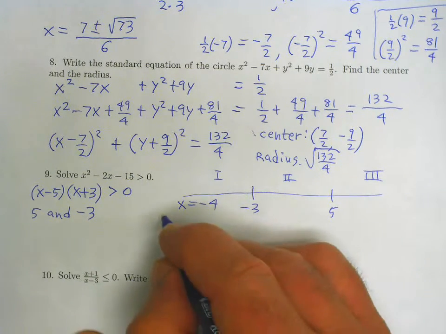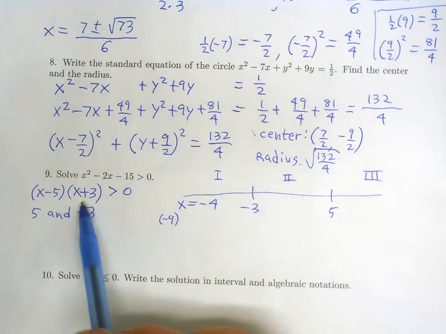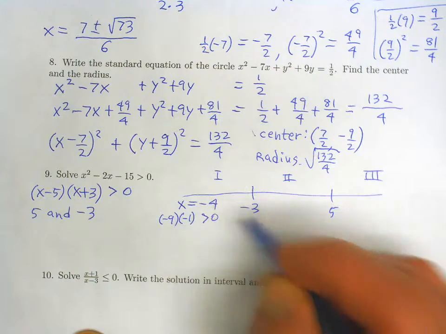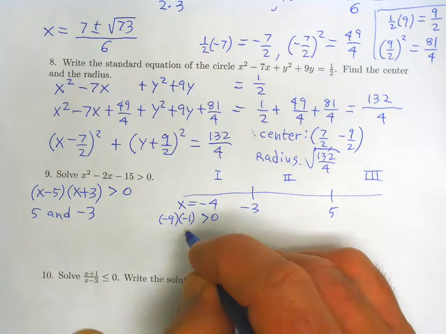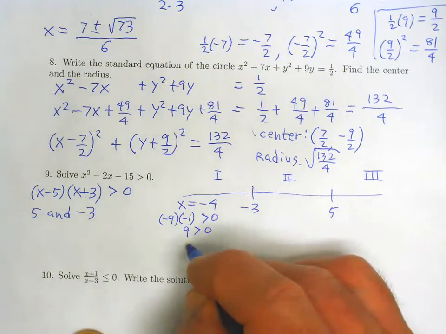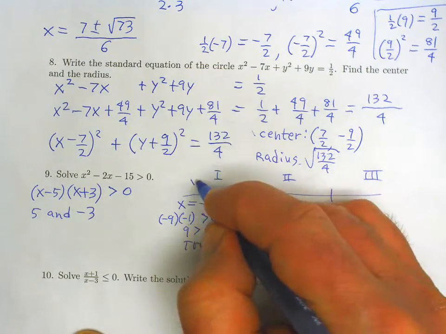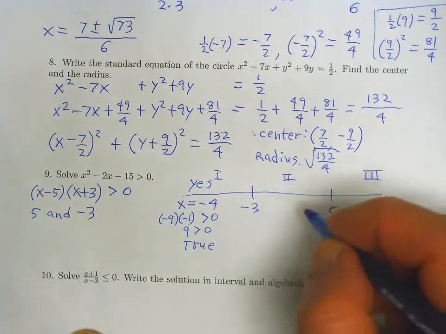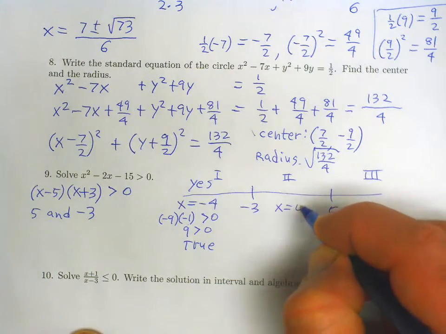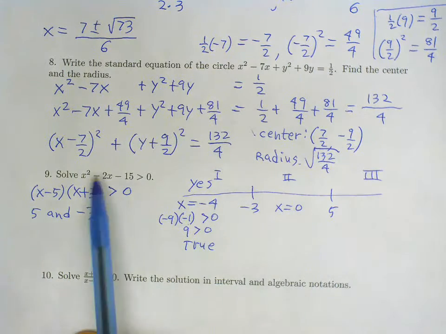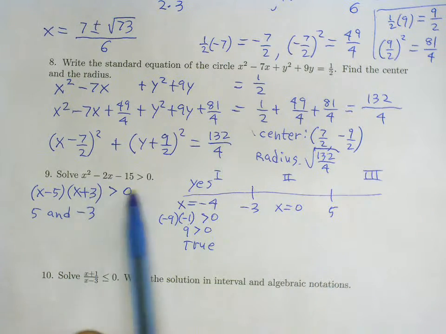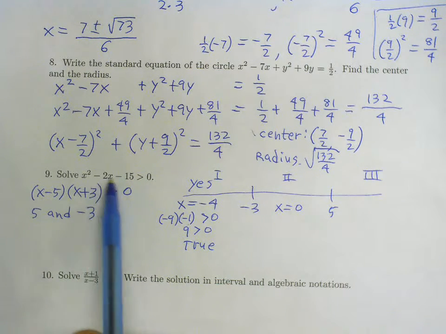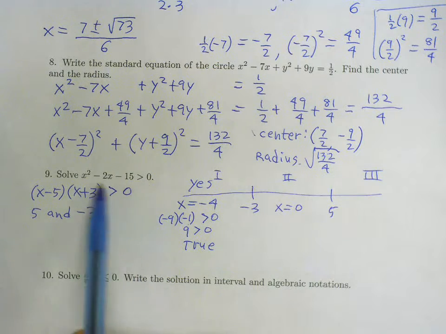-4 minus 5 is -9. -4 plus 3 is -1. And -9 times -1 is +9. 9 greater than 0 is true. So all of the numbers from -infinity up to -3 are solutions. In the middle interval, we can pick x to be 0. And then this time I'll use the original inequality. We can use either one, but when the test point is 0, this inequality is usually more convenient.